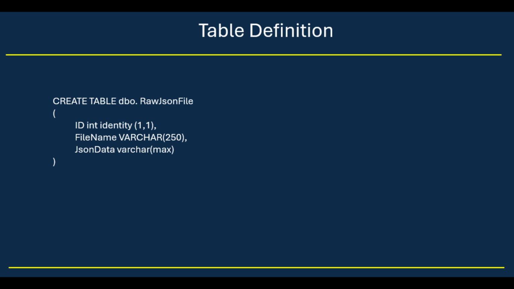Here is my table definition. I am creating a table called raw JSON file, and it has three columns. ID. This column acts as a unique identifier for each row in the table and it's an auto-generated identity column. And the next one is file name. This column stores the names of a JSON file that was loaded from Azure Blob storage.